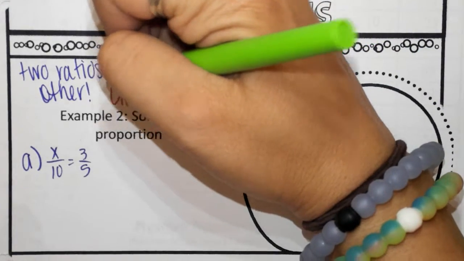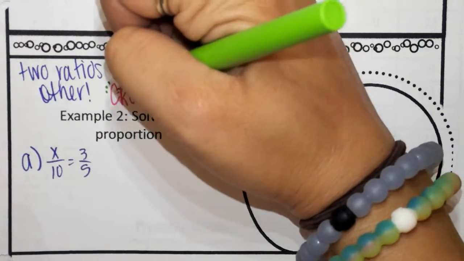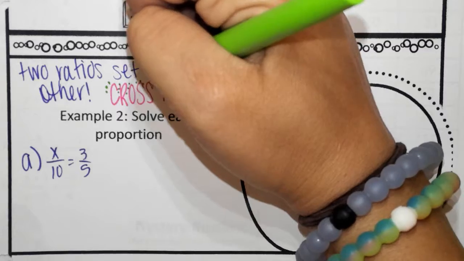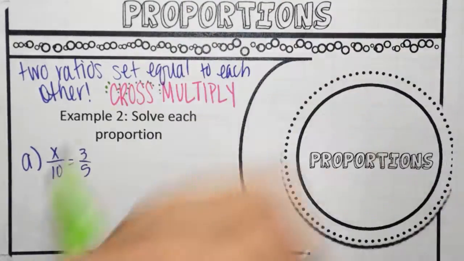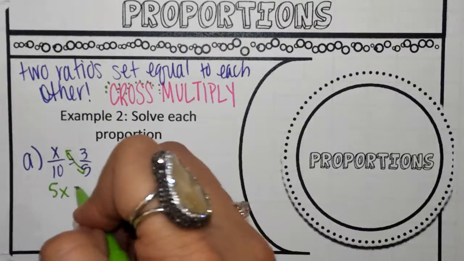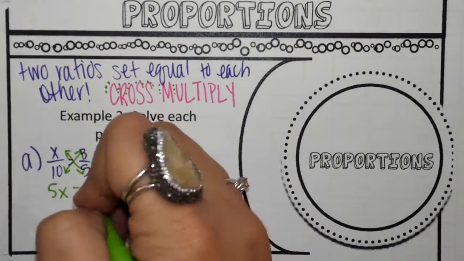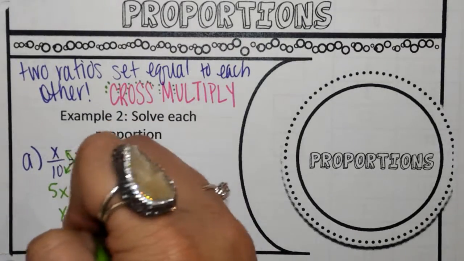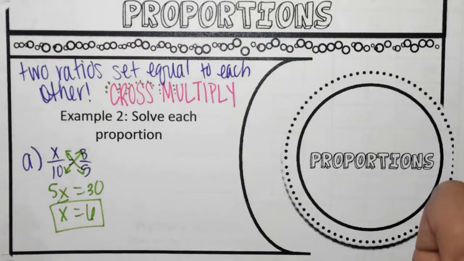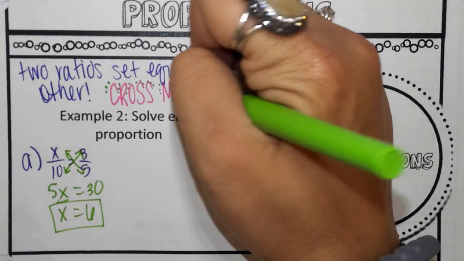Alright, so I told you that we have to cross multiply, correct? So, what would we multiply 5 by? Okay, and what's 5 times x? What would I multiply 3 by? And what's 3 times 10? So what does x have to equal? Dun dun dun dun, we're done. Isn't it lovely?